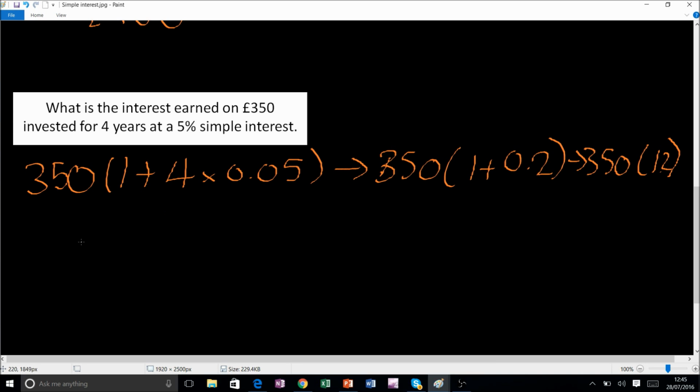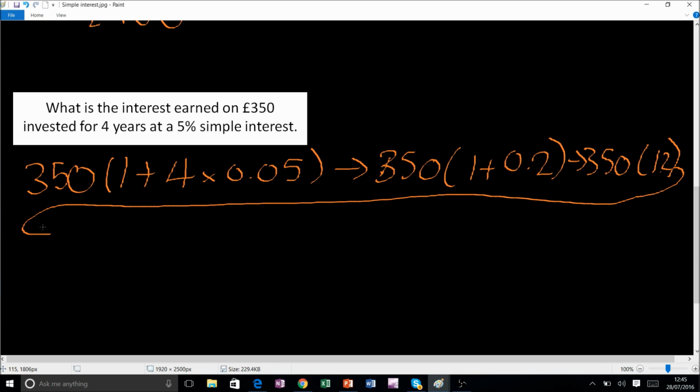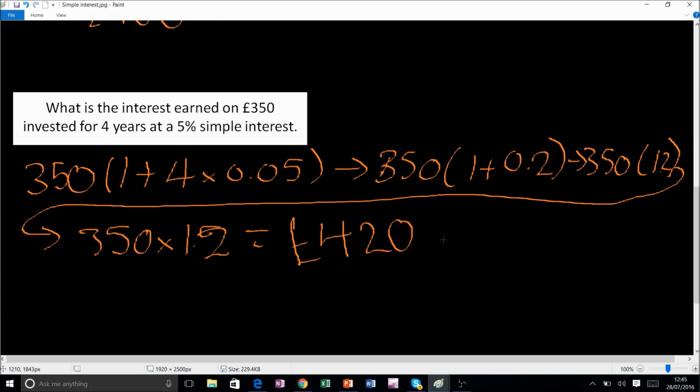Okay, so 350 brackets 1.2, and that's going to be 350 times 1.2, and that is going to give us £420. Okay, so £420. So guys, this is basically simple interest.